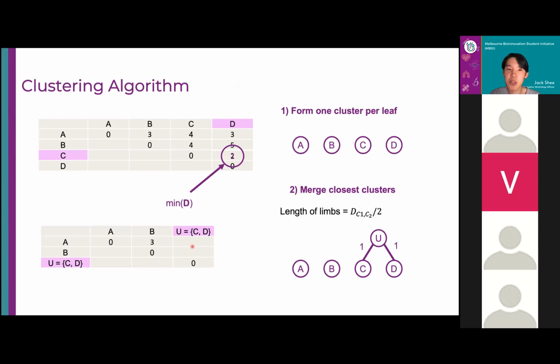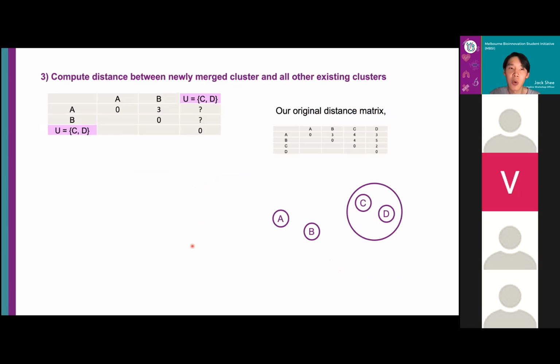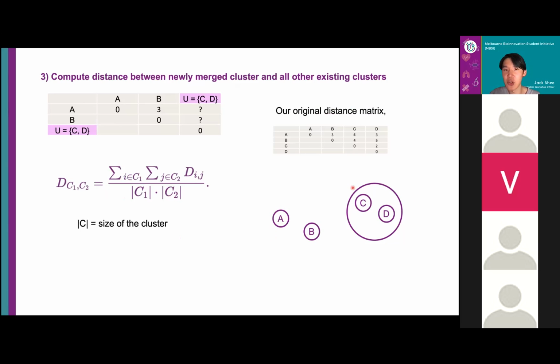Now, how do we compute the distances of the new cluster from all the other clusters? This is the question we have to answer. So you can think of it as this new cluster has a point in space, and then the other clusters also have points in space. And this is where the average, the arithmetic mean name comes in. So this formula here is actually just the mean of the distances between the clusters.